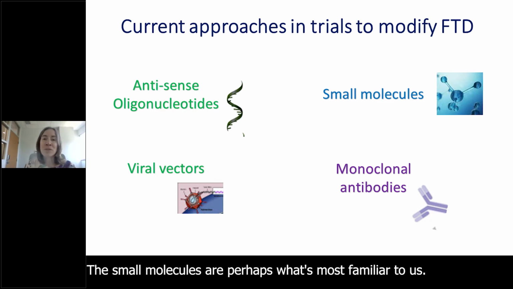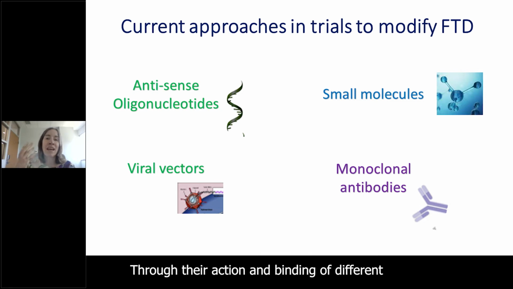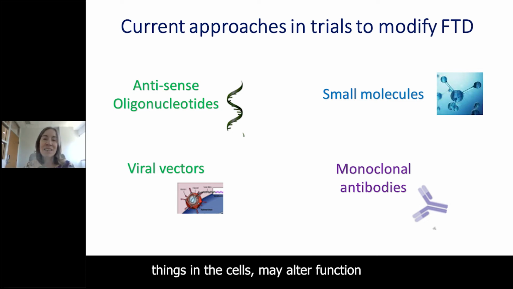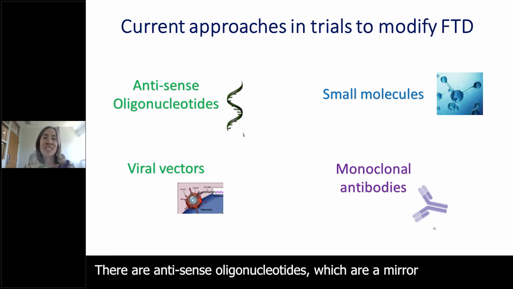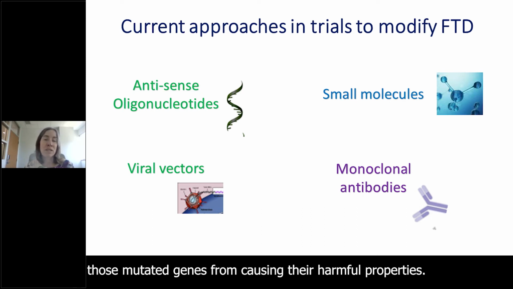The small molecules are perhaps what's most familiar to us. These are medications that can typically be given in pill form, and through their action and binding of different things in the cells may alter the function and hopefully change the course. There are antisense oligonucleotides, which are a mirror image of genetic material that tries to bind to genetic mutations that cause FTD and block those mutated genes from causing their harmful properties.